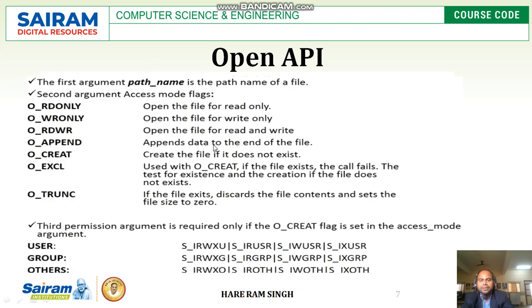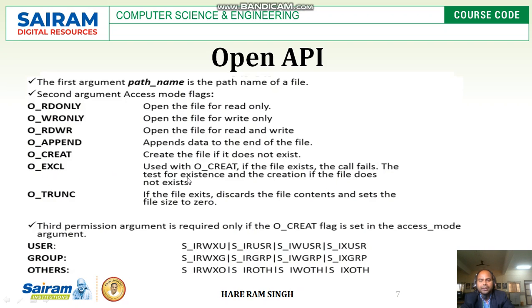O_APPEND appends data to the end of the file. It starts adding to the existing file from where it has ended. Next one, O_CREAT flag. It creates the file if it does not exist. Suppose you are opening a file that doesn't exist, then this flag will be used to create the file if the file doesn't exist.